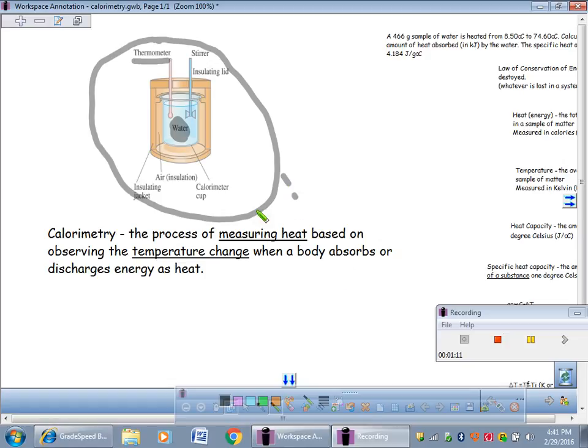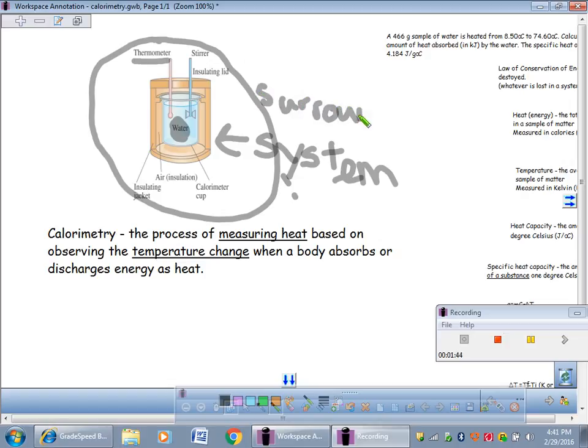So when we talk about heat exchange, we can talk about the system. So this is the system. Excuse the handwriting. And then surrounding it is our surroundings. And again, excuse the handwriting. So the system is where the reaction is taking place. The surroundings is the surroundings around it, whether or not it's going to give off or absorb energy. All right.